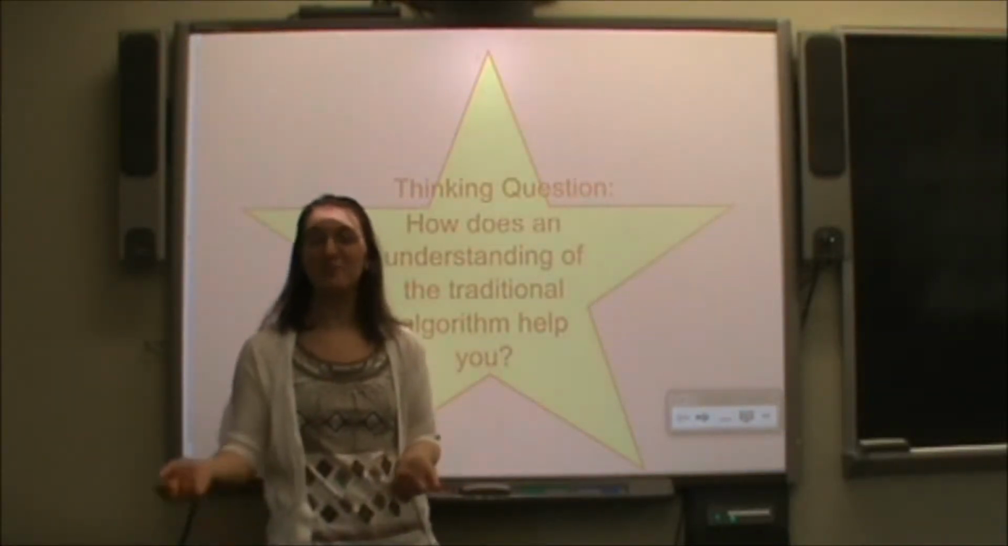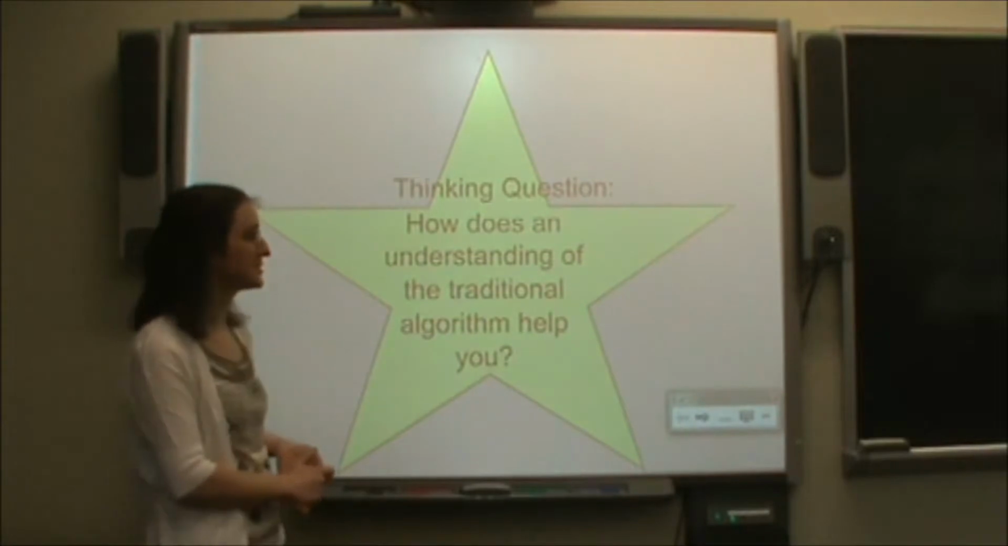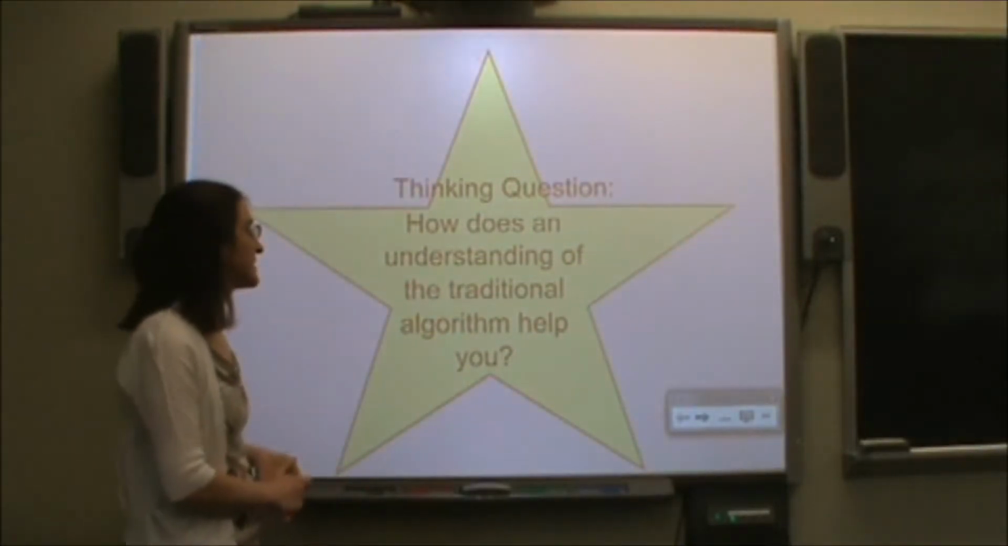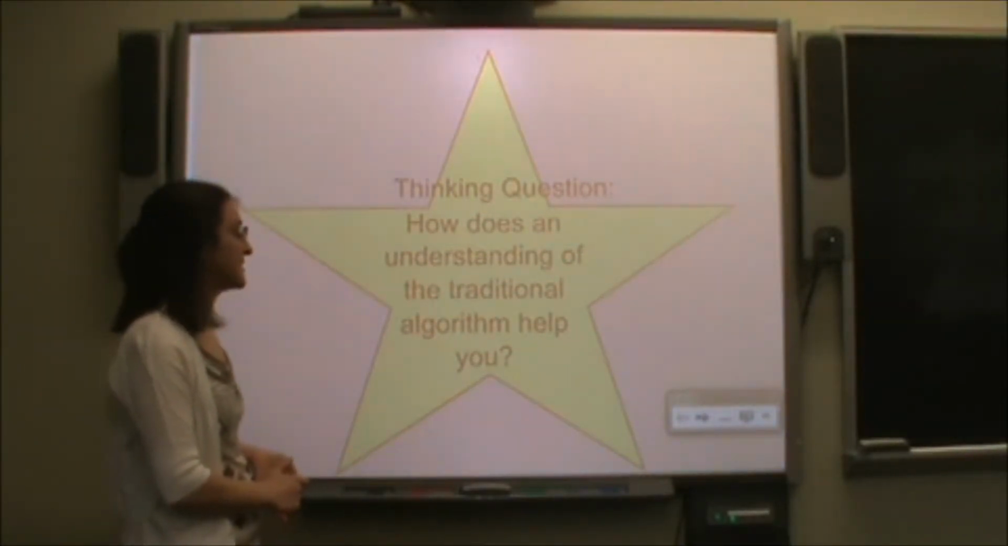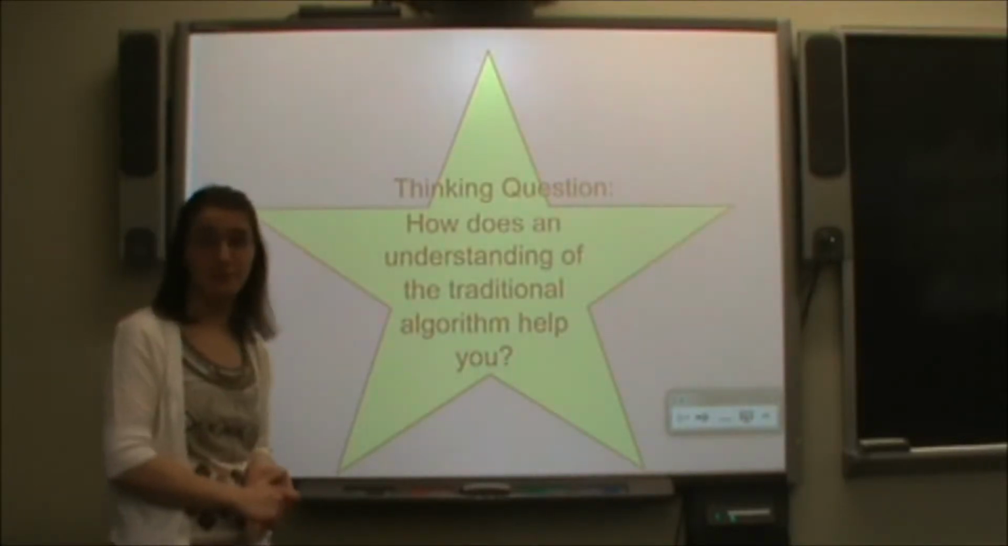We're going to be moving on from multiplication today, but before we do, let's look at our thinking question from the last lesson. How does an understanding of the traditional algorithm help you?